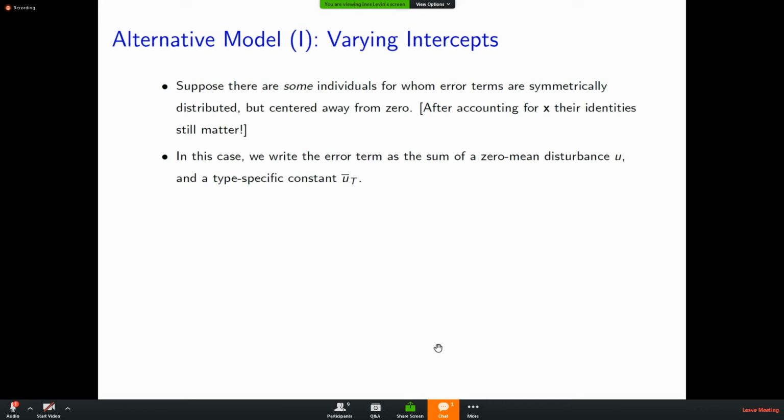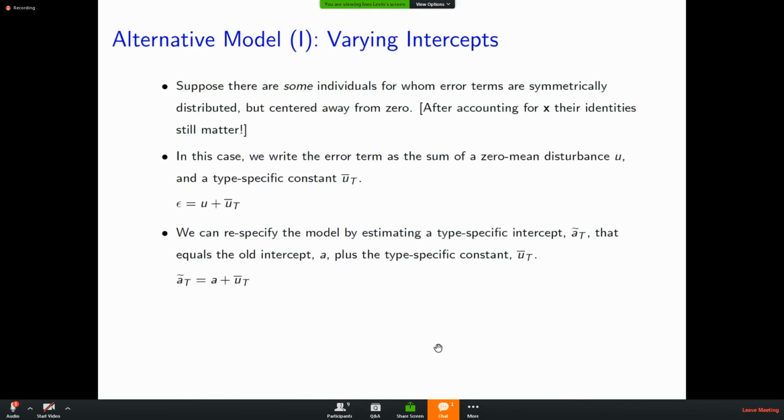If we allow the mean of the distribution of the disturbance to vary across groups of individuals, then we can rewrite the error term as the sum of a 0 mean disturbance, which we are now going to call U, and a type-specific constant that I'm going to call U bar sub T. That's a constant that captures the mean of the distributions of the disturbances displayed by the different types. So we can write epsilon equals U plus U bar T. To respecify the model, we take U bar sub t away from the disturbance and add it to the intercept. Now we can write the new intercept as a tilde sub t, which equals the old intercept plus the type-specific constant U bar sub t. This is an intercept that varies across types.